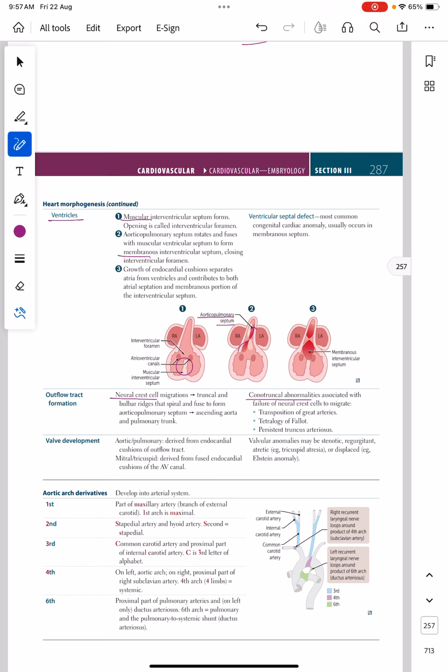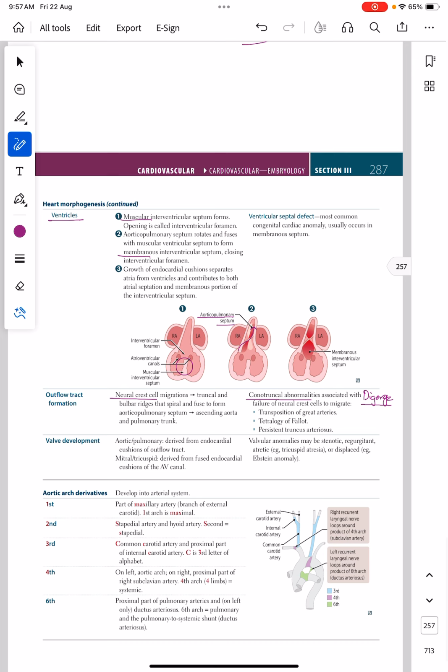Conotruncal abnormalities mean that the outflow tracts are not formed properly. It is one of the parts of DiGeorge syndrome as well, which results in the second and third pharyngeal arches not being formed properly, and it results in decreased immunity, conotruncal abnormalities, and the thymus is not developed.